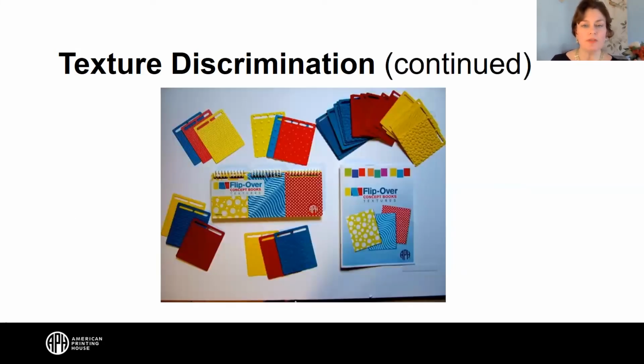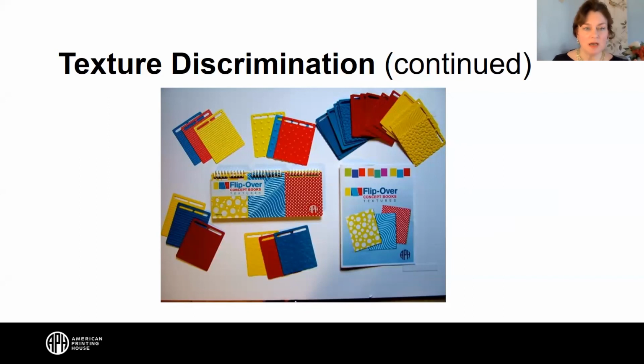This is a book that was part of a series that APH offers, flip over concept books, and this targets textures, obviously. This is very self-explanatory how to use. There's different adjacent panels, 3 wide, and probably about 10 different textures deep. And the child rotates those panels until he or she locates all of the correct or the same texture across the board.